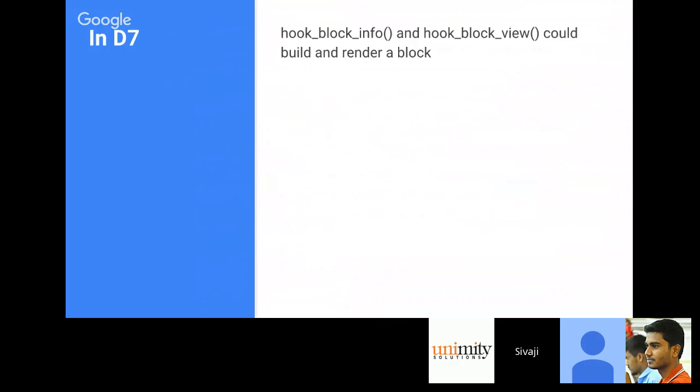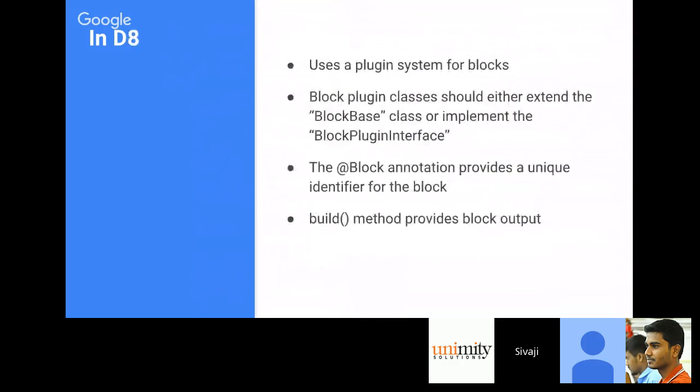So in 7 it was as simple as that, and in 8 it has been rewritten to leverage the plugin system. If your custom module has to create a custom block, it has to extend the BlockBase class, and it has to implement the BlockPluginInterface. Annotations are being used to identify the blocks. Annotations will expose the block ID and the block description, and the class implementation, which extends BlockBase, will provide a build method. The build method will respond with the page output. So at the least you need to have this minimal set of items to create a block.